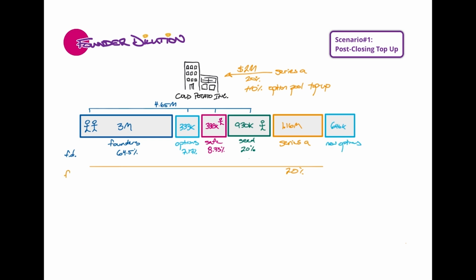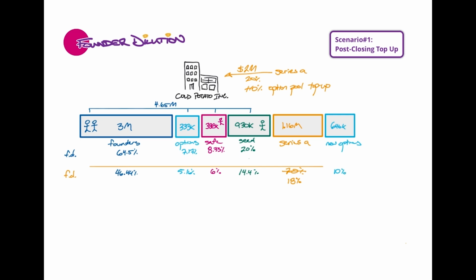So the fully diluted capitalization after the Series A will be 46.44% for the founders, 5.16% for the original option pool, 6% for the SAFE holders, 14.4% for the seed holders. The Series A investors will fall from 20% down to 18%. And of course, the new option pool will be 10%.